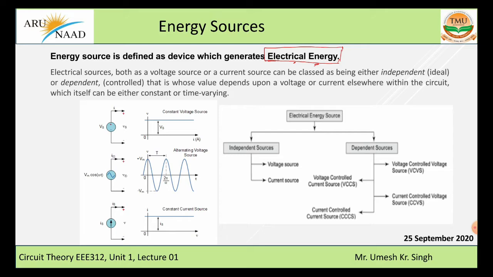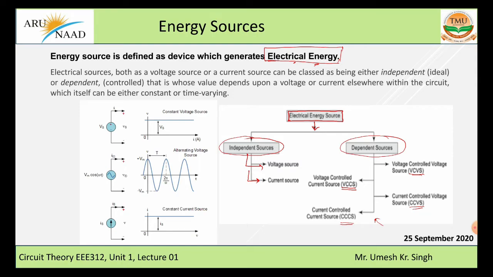So when we classify the energy source in electrical, we get 2 types of sources. The first one is independent source and the second one is dependent source. We also have sub classification like voltage source and current source, and in dependent we have VCCS, CCCS, CCVS and VCVS. I will give the details in the next slide about all the dependent sources and why they have been named so.